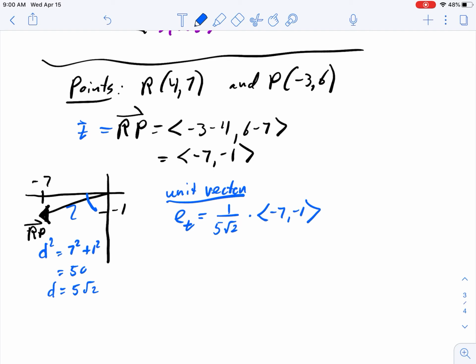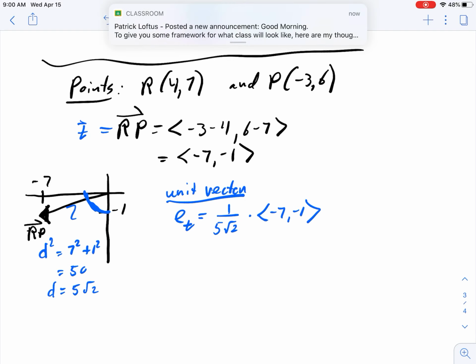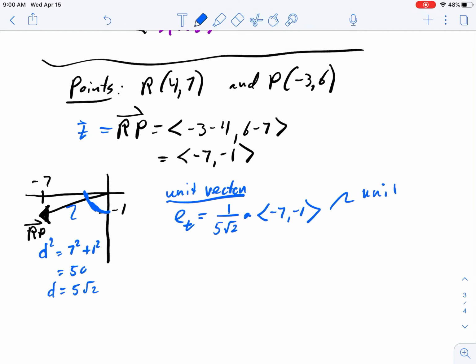So now I have a new value on my unit circle. Okay, so this is now on the unit circle, but we just call it a unit vector. Okay, what's the next thing here?